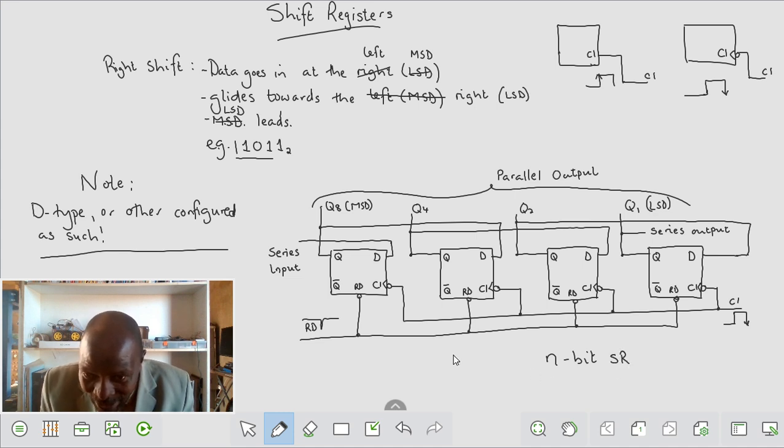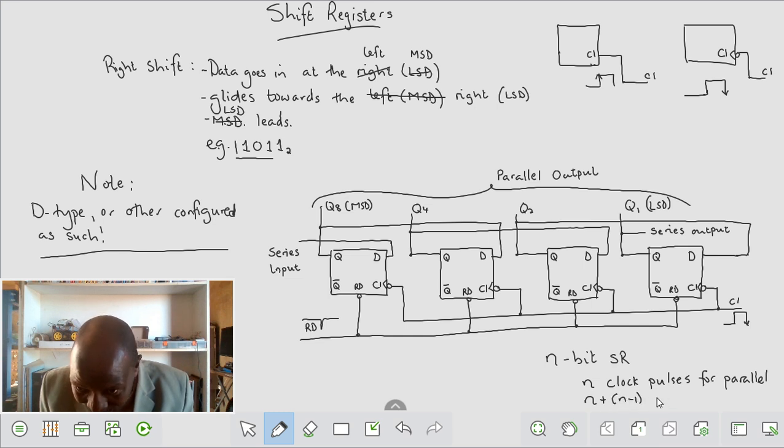To get the data out in parallel, you have to clock n clock pulses. Now, that is for parallel. But for serial, you have to clock it n plus n minus 1 times. I think mathematics makes life easy. Extra, for serial.